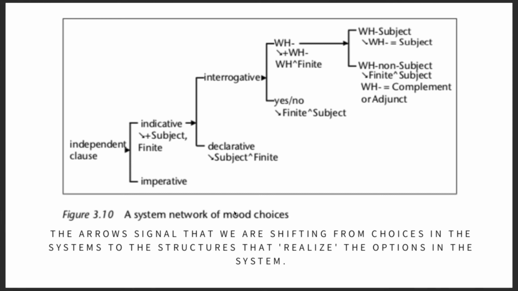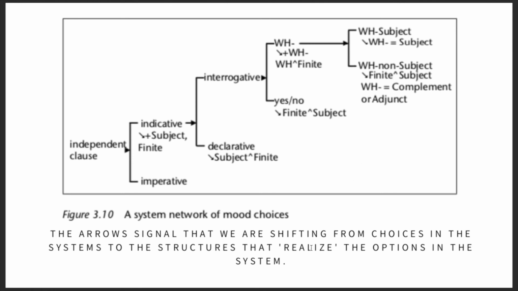So in technical terms, the arrows, this one, this one, this one, this one, signal that we are shifting from choices in the systems to the particular and specific structures that realize the options in the system. That is the specific language forms that express the meaning choices. It means to say that again in system network we are given the option, and as we go from one option to another, the options become more delicate and more limited.